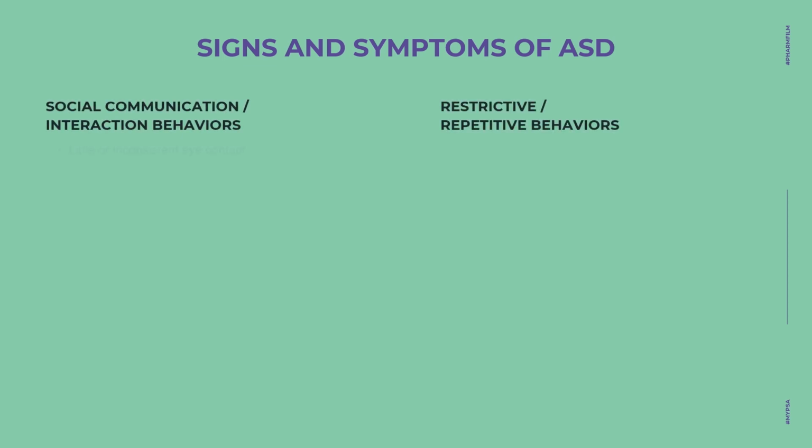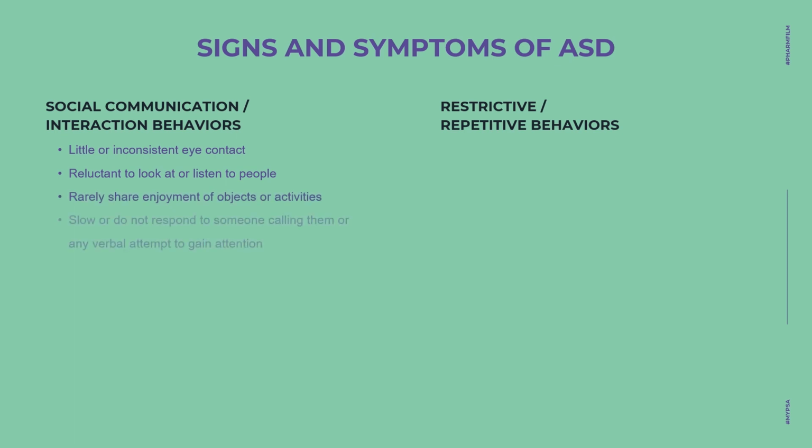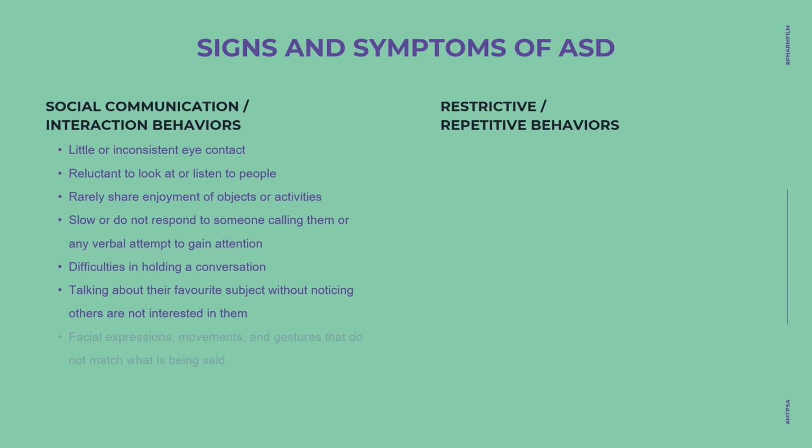Social communication or interaction behaviors include little or inconsistent eye contact, reluctance to look at or listen to people, rarely sharing enjoyment of objects or activities, being slow or not responding to someone calling them or any verbal attempt to gain attention, difficulties in holding a conversation, talking about their favorite subject without noticing others are not interested, facial expressions, movements, and gestures that do not match what is being said, unusual tone of voice, and having trouble understanding another person's point of view.